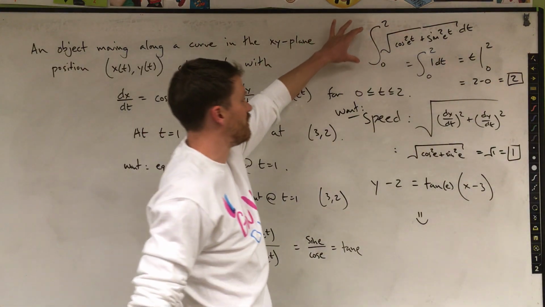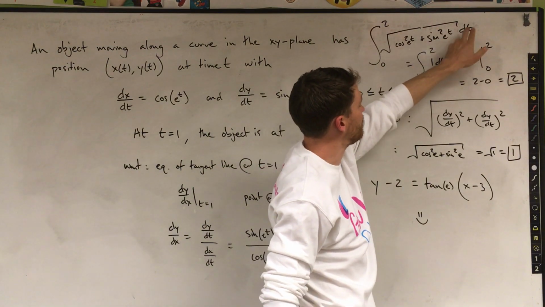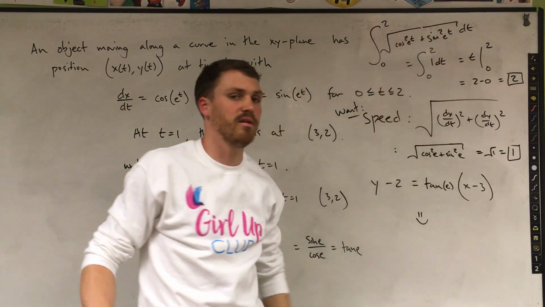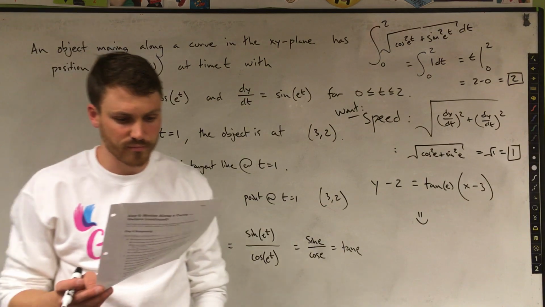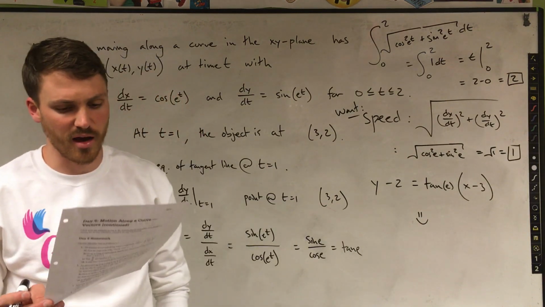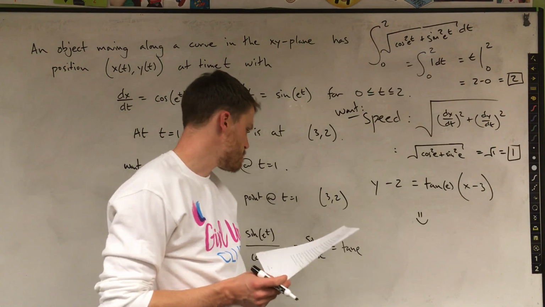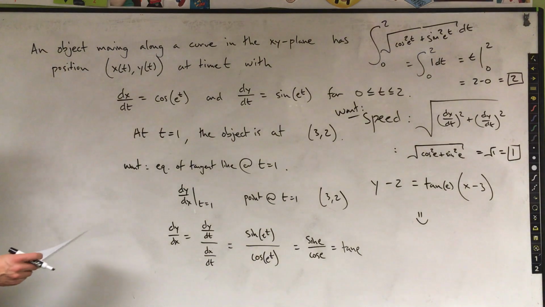Again, the important thing being you integrate speed dt, little bits of speed, little bits of time to get your total distance. And because cosine squared plus sine squared is 1, this becomes a very simple integral. Finally, find the position of the object at time t equals 2.